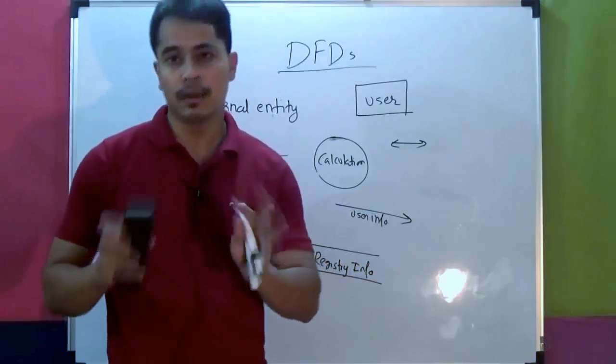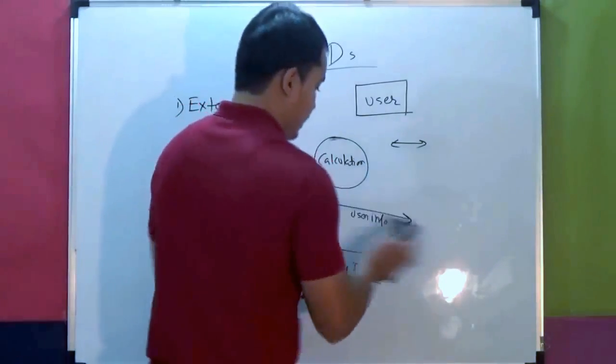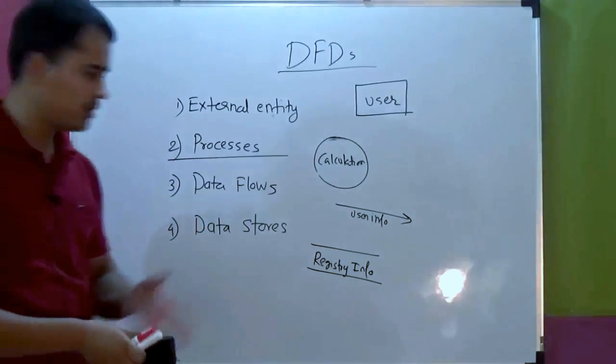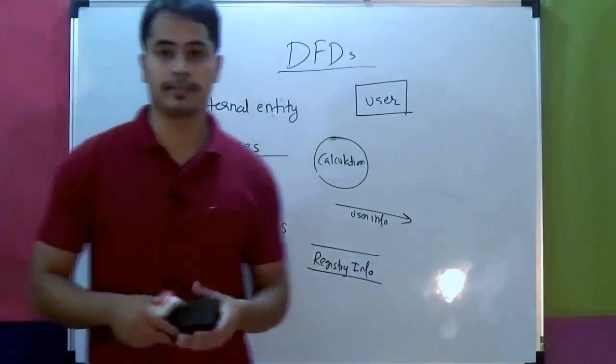And data flows should be labeled very properly, every data flow. Labels should be meaningful. They should not be meaningless like "data". They should not be vague. So there are data flows. Then there are data stores.